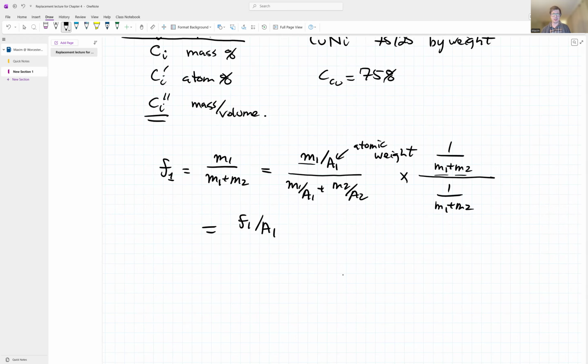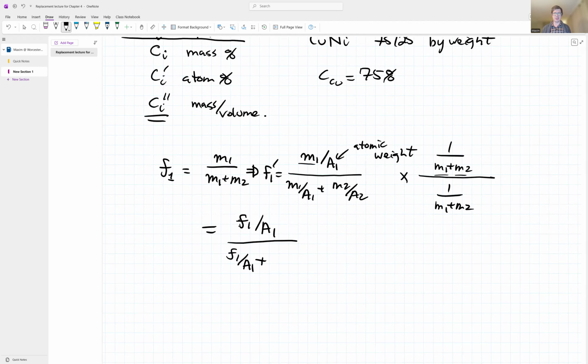Oh, by the way, I shouldn't put an equals. I'm going to convert to percentage by atom, which is in the book denoted with a prime. That's F1 prime, the fraction of component one by atom as opposed to by weight. So you take all the masses and divide by the atomic weights. Then if you divide the top and bottom by the sum of the masses, you get the fraction now in terms of the weights up top and on bottom.